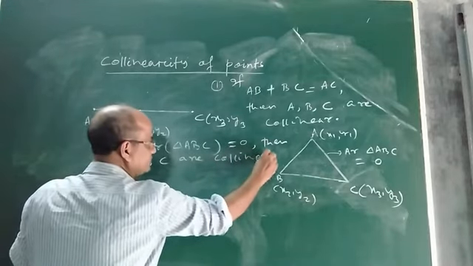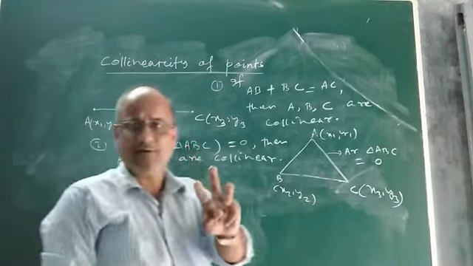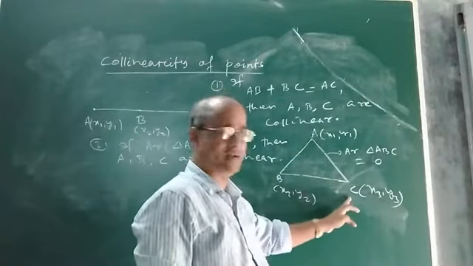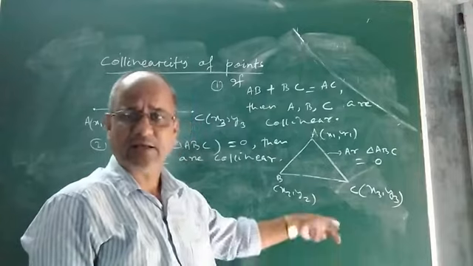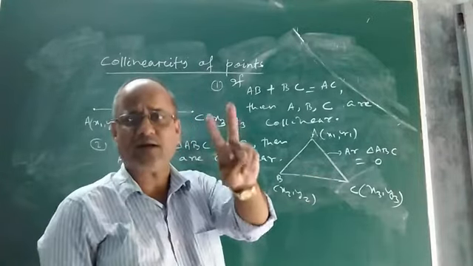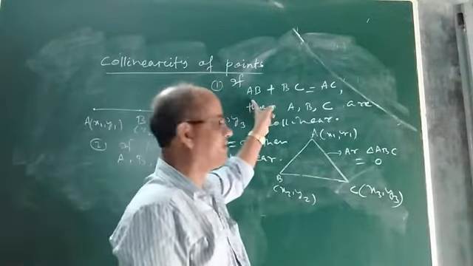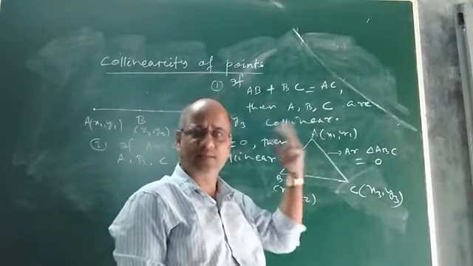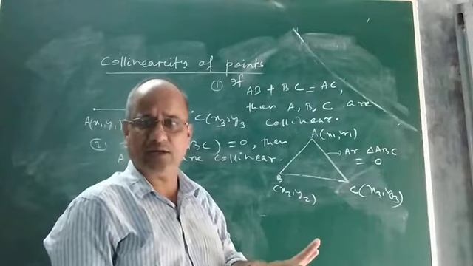Now see, that means 3 points or 3 vertices A, B and C whose coordinates are given, they are said to be collinear under 2 conditions. One condition is, if the sum of AB plus BC is equal to AC, then we will say that the 3 points will be definitely collinear.